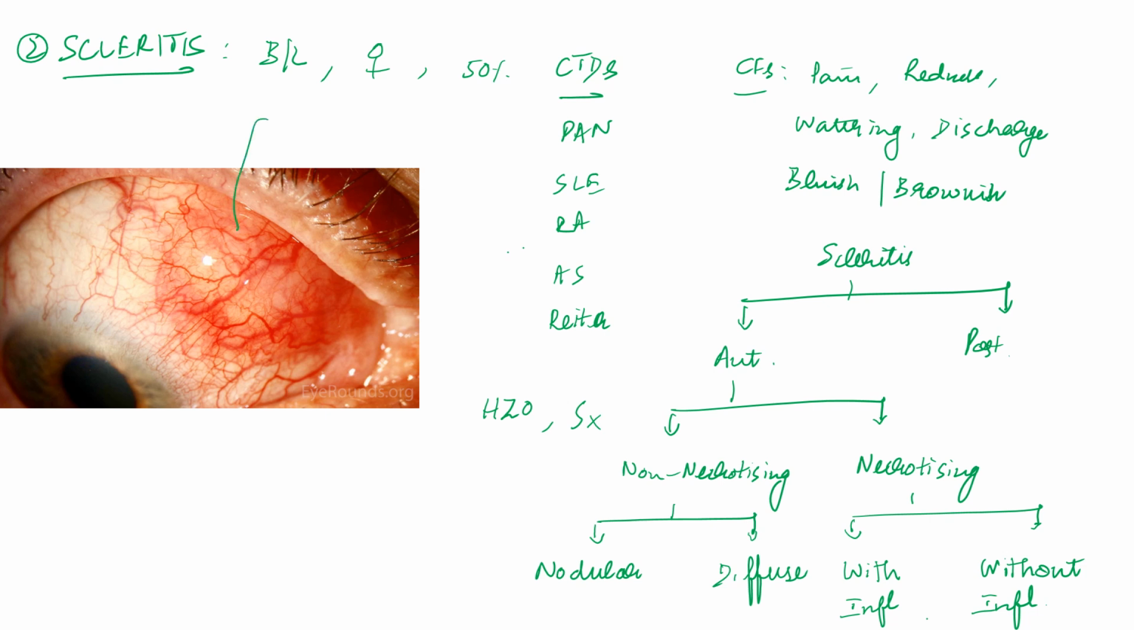Now, this picture shows a case of nodular non-necrotizing anterior scleritis. As you can see in this picture, there can be one or more nodules. They appear dark red or bluish and they later become purple. Sometimes they can extend entirely around the cornea, in which case they are called annular scleritis.